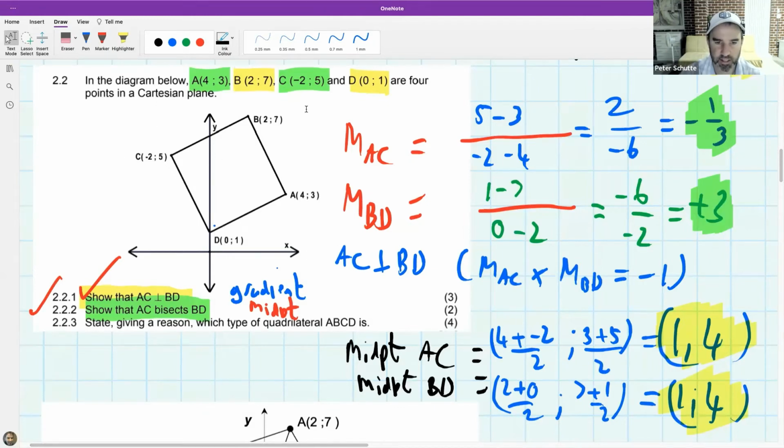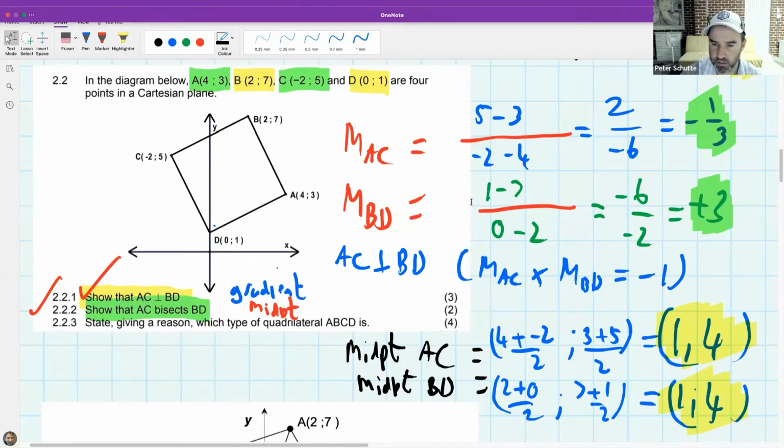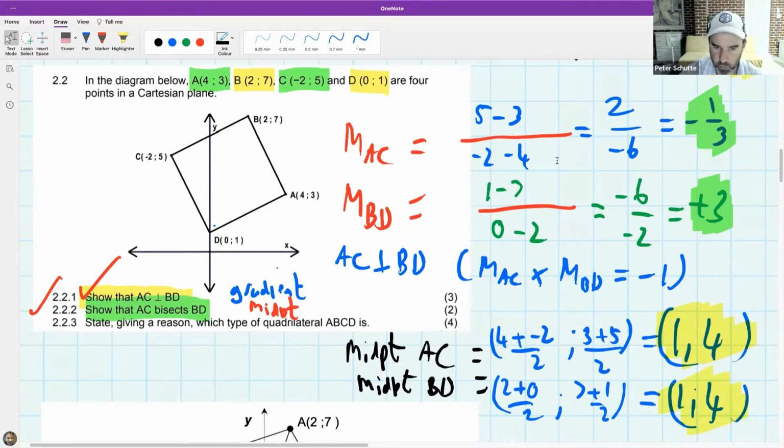So let's just take a moment and check the evidence. At the moment, what we see is that we know that they have common midpoints. So the green thing tells us it's a parallelogram. But what does it mean?